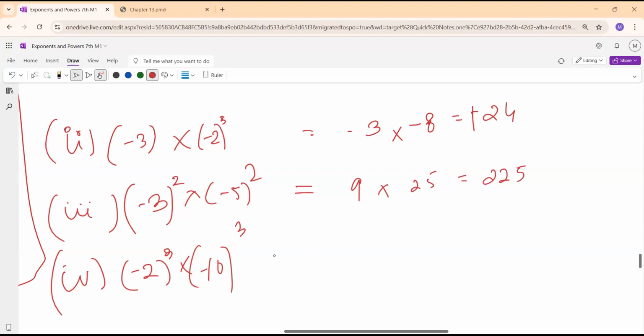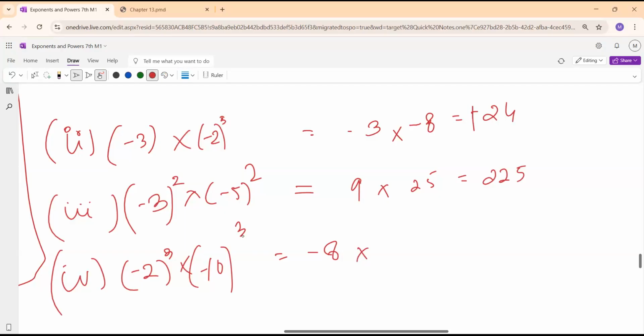Sir. The last one, minus 2 raised to the power 3. 2 raised to the power 3 means 2 into 2 into 2, that is 8. And it's an odd power, so we will keep the minus sign, that is minus 8, multiplied by 10 raised to the power 3. I told you how to find the power on 10.